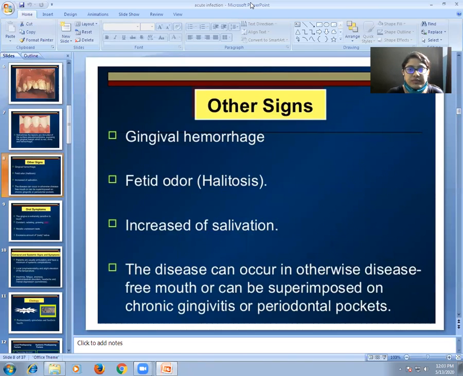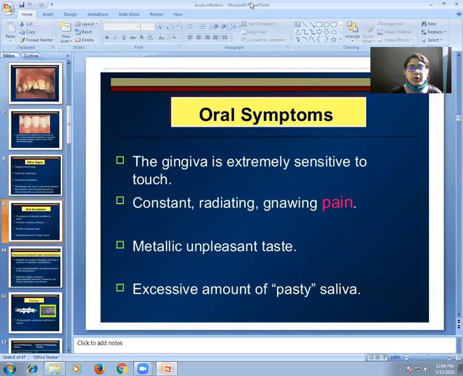The second sign of this disease is gingival hemorrhage and fetor oris, also called halitosis. Next is increased salivation, and it also occurs in a disease-free mouth as well as in association with chronic gingivitis or periodontal pockets. Other oral symptoms: the gingiva is extremely sensitive to touch, and constant radiating gnawing pain is present. Taste is metallic, an unpleasant taste occurs, and an excessive amount of pasty saliva occurs.